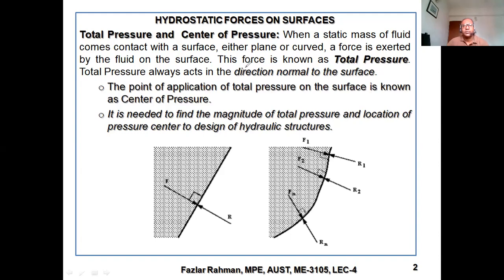And it is always working in the direction normal to the surface. And the point of application of total pressure on the surface is known as center of pressure. So all the resultant force is working through a point. That point is called center of pressure.